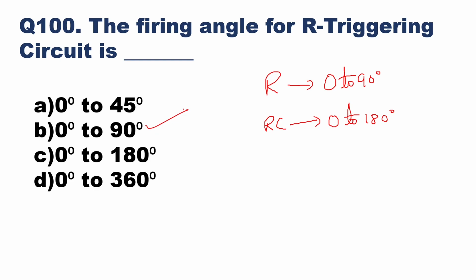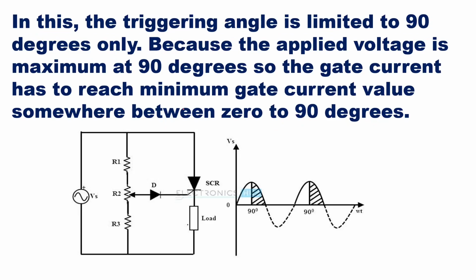The firing angle for R triggering circuit is 0 to 90 degrees. So here you can see the triggering angle is limited to 90 degrees only because the applied voltage is maximum at 90 degrees. So the gate current has to reach the minimum gate current value somewhere between 0 to 90 degrees. Here you can see the SCR, and this is the signal which is going to trigger the SCR, and it is controlled by the resistance R.